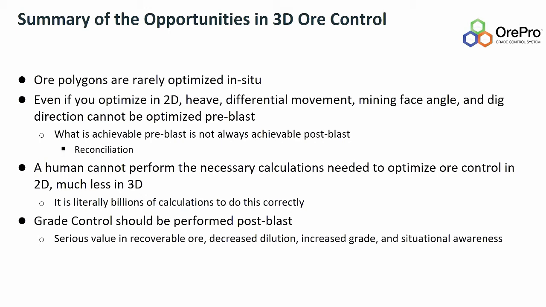So just summarizing all this, rarely do people ever optimize their polygons in situ, but even if they do, they're kind of missing the point. Because we have heave to deal with, we have differential movement, we have blast movement in general, we have mining direction, and those are considerations you just can't deal with when you take a 3D problem and you slap a 2D solution onto it. So a human being cannot perform it. It's billions of calculations, but we've been quite creative, and we figured out ways to do this entire process in 3 to 5 minutes. So optimized ore control and grade control is done post-blast, not pre-blast.